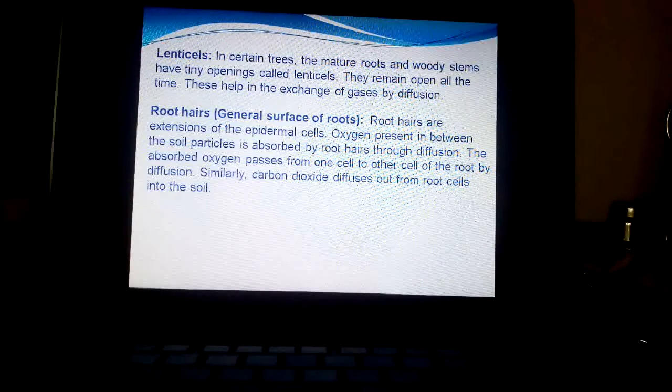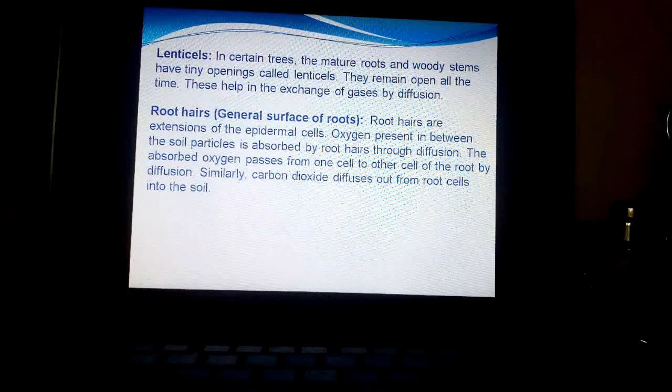Root hairs. General surface of roots. Root hairs are extensions of the epidermal cells. Oxygen present in between the soil particles is absorbed by the root hair through diffusion. The absorbed oxygen passes from one cell to another cell of the root by diffusion. Similarly, carbon dioxide diffuses out from root cells into the soil.